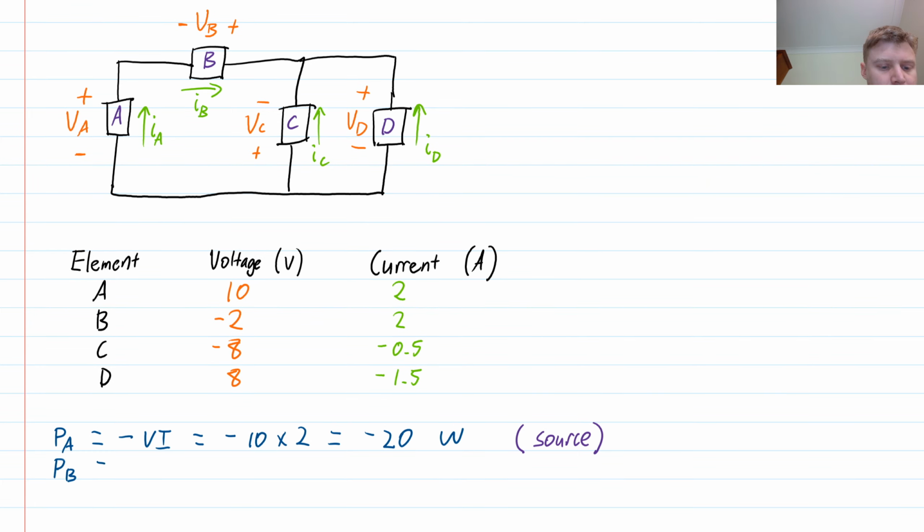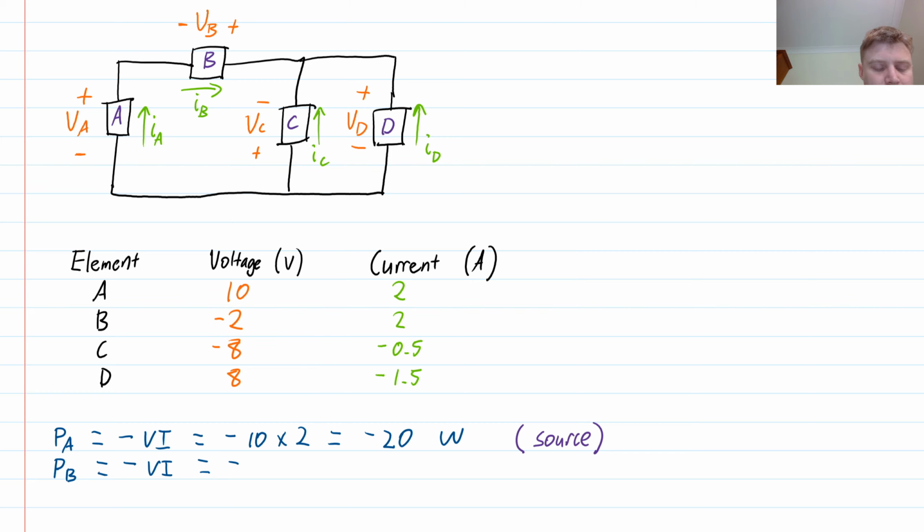I'll do the same thing for component B. Power at B: looking at the arrows, the way they're drawn, again this one is entering the negative terminal, so I use negative VI here. I read off my values from this table. I see -2 for the voltage, so I already have a minus sign, -2, and the current was just 2. So this is 4 watts. And again, by the passive sign convention, this is a load, a place where energy is being used.